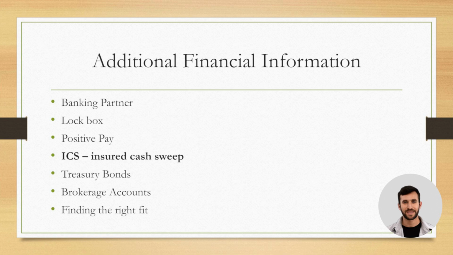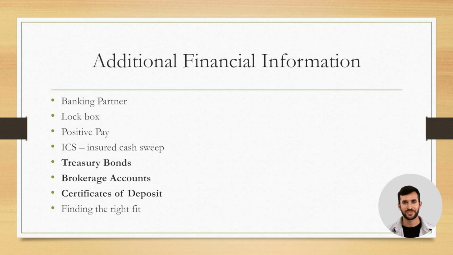Ensuring that 100% of the association's deposits remain fully insured. In addition to enhancing security, ICS may also offer more competitive interest rates. For associations with larger reserve balances, typically over $1 million, investment tools such as treasury bonds and brokerage accounts can offer attractive yields. These instruments provide an additional layer of protection for substantial deposits, but may also involve placement fees, management costs, and more complex accounting requirements.